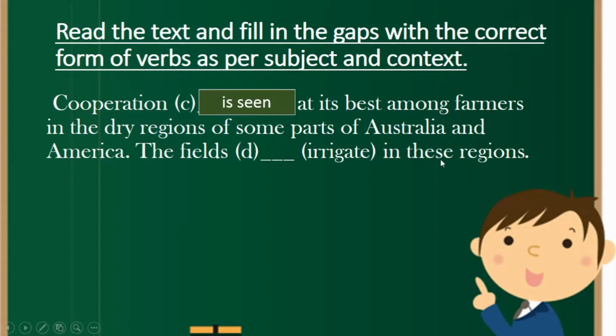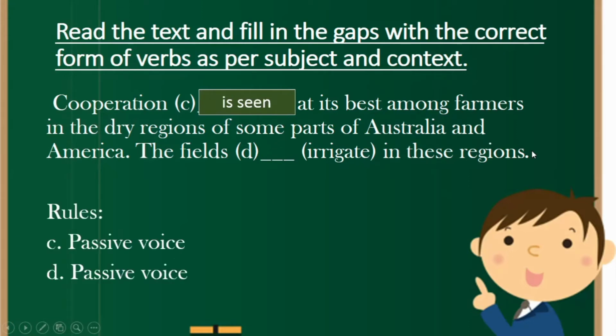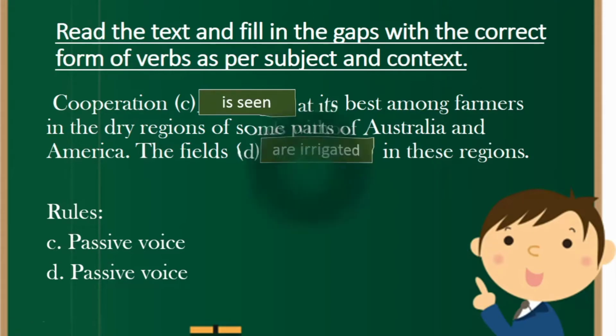The fields irrigate in this region. Again, in this sentence we have the subject fields and the verb irrigate. The action of irrigating is not possible to be done by the subject fields by themselves. It is us who do it, and the fields are the passive subject. That's why again we should follow the passive form of the verb here. Fields are plural in number. That's why we have used are, and the V3 form of irrigate is irrigated. The fields are irrigated in these regions.